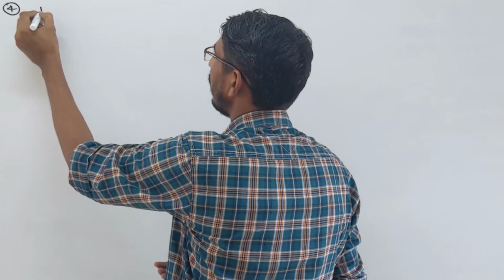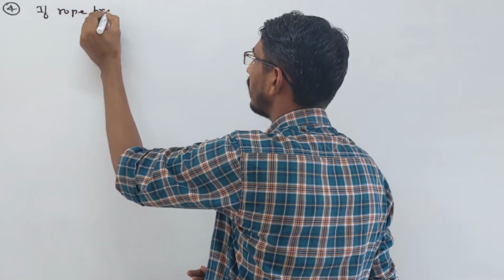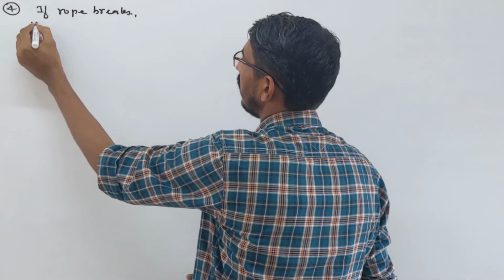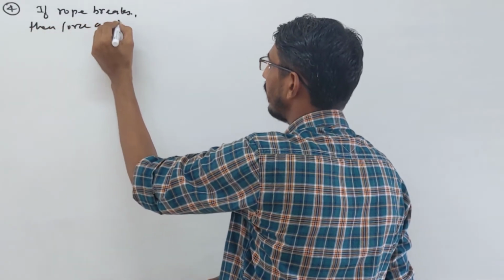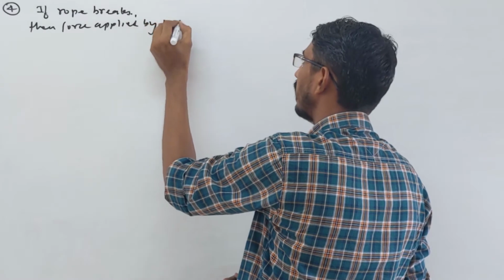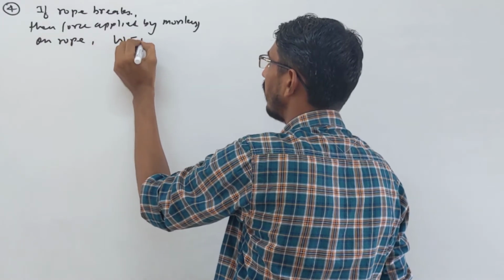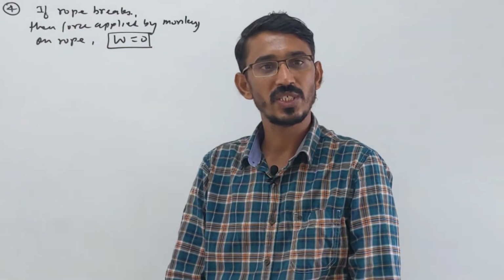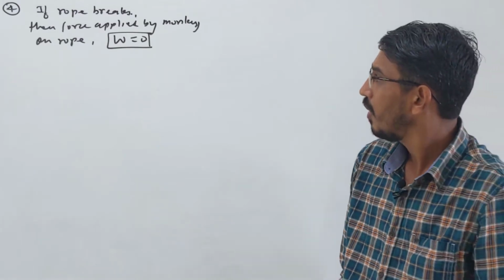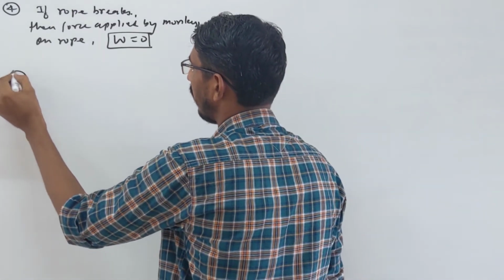Suppose the monkey is hanging on the rope and the rope suddenly breaks. If the rope breaks, like a lift breaks, then the acceleration of the monkey is g. So in that case the force applied by the monkey on the rope becomes 0. So for the simple case, if the rope breaks, then the force applied by the monkey on the rope will be 0. Yes? Okay, let's discuss one or two numerical examples on this, how they will ask you.